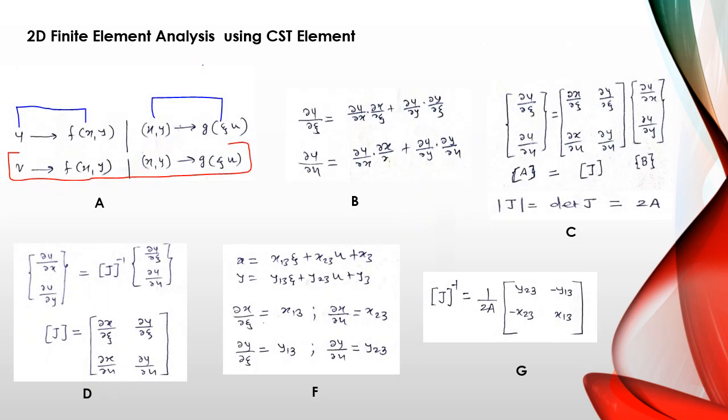Block A shows u and v are functions of x and y, which are in turn functions of zeta and eta. Block B shows the relation between partial differentials. Block C shows this relation in matrix form. It also shows the Jacobian matrix, J. It is interesting to note that determinant of this Jacobian matrix, J, is twice the area of CST element. Block G shows inverse of Jacobian matrix J, which can be obtained considering relations shown in block F and D.